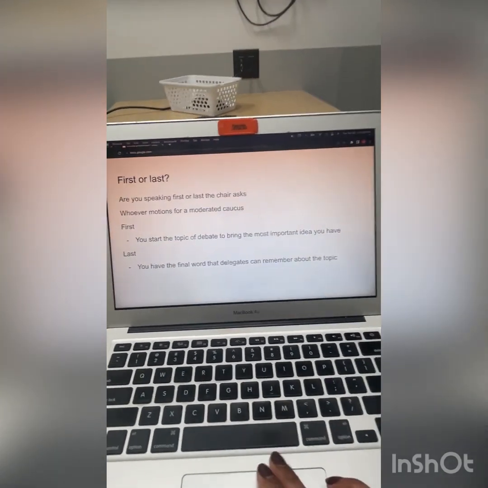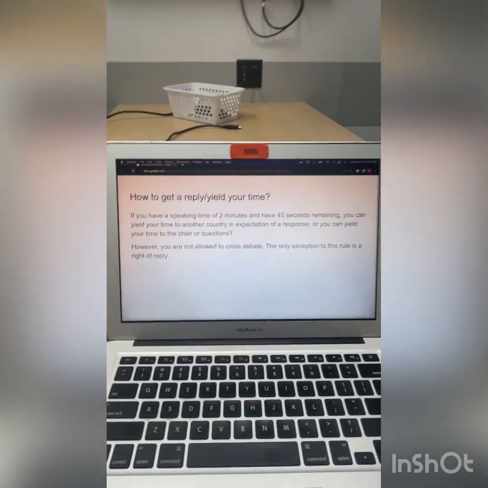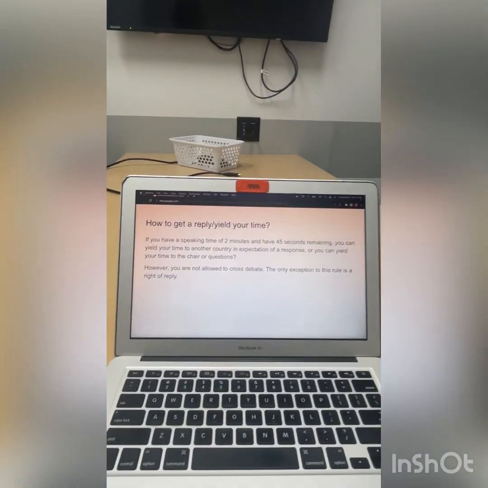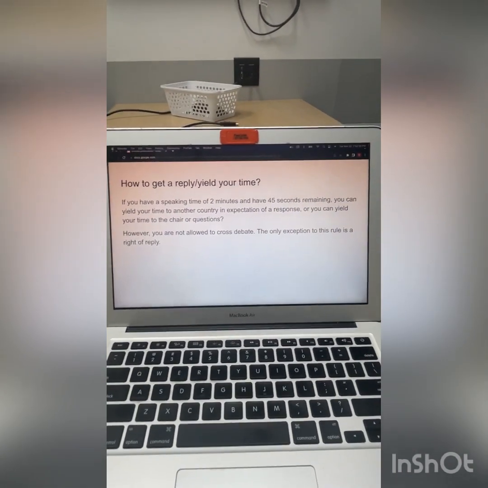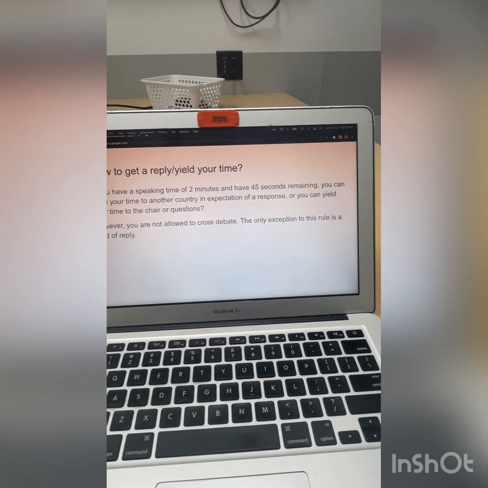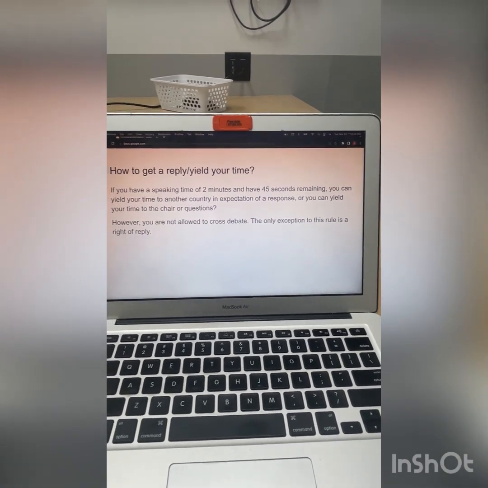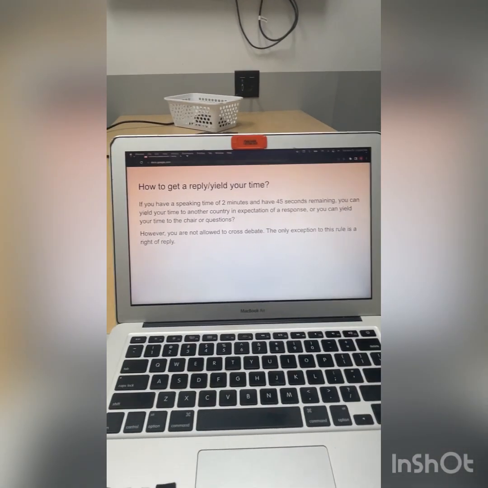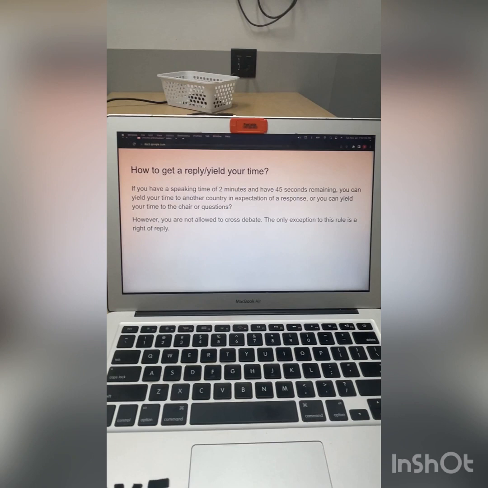The choice is yours. So how do you get a reply or yield your time? Of course, you're not allowed to cross debate, but the one exception is when you have a speaking time of, say, 2 minutes and you have 45 seconds remaining, you can yield your time to another country, and then you hope for a response, obviously.